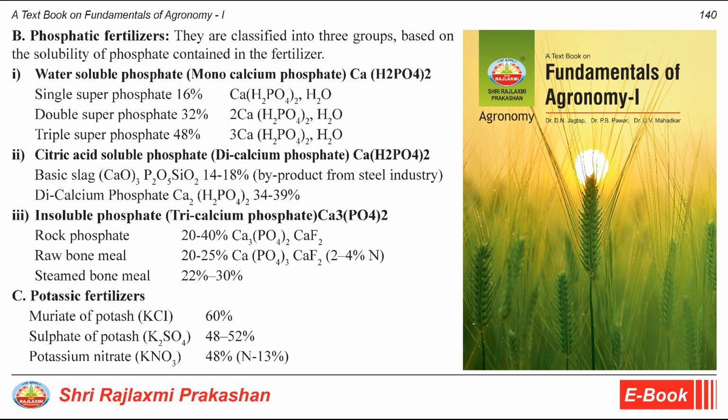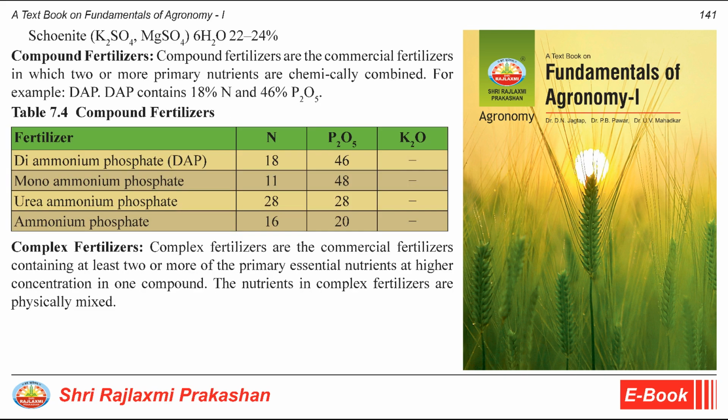Point C, potassic fertilizers. Muriate of potash, KCl, 60%. Sulfate of potash, K2SO4, 48 to 52%. Potassium nitrate, KNO3, 48%, N 13%. Schoenite, K2SO4·MgSO4·6H2O, 22 to 24%.